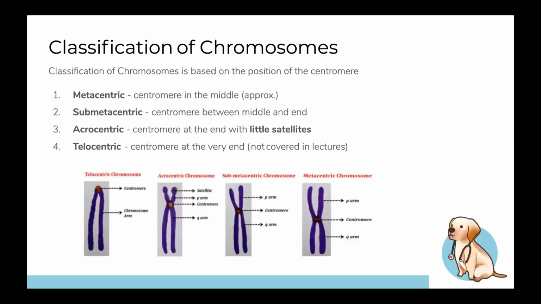Classifying the chromosomes, the way that the lecturers did it, I think they only mentioned 3. I've included 4 just for the sake of completion. You don't really have to know about telocentric ones, but it's there just for completion. Going through this, we've got our metacentric chromosomes, with your centromere in the middle. Think M for middle, M for metacentric. Submetacentric is between the middle and the end. Acrocentric is the ones with the little satellites on the top. And telocentric is just your centromere at the very end.